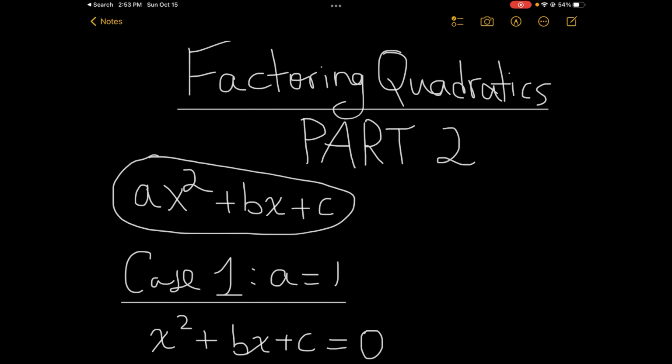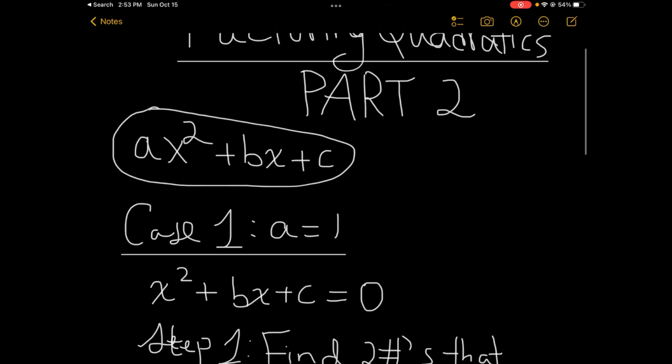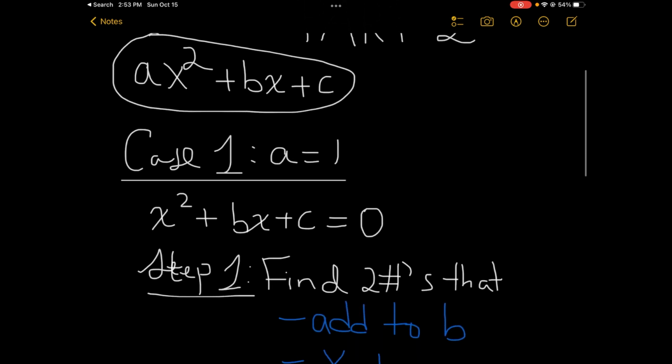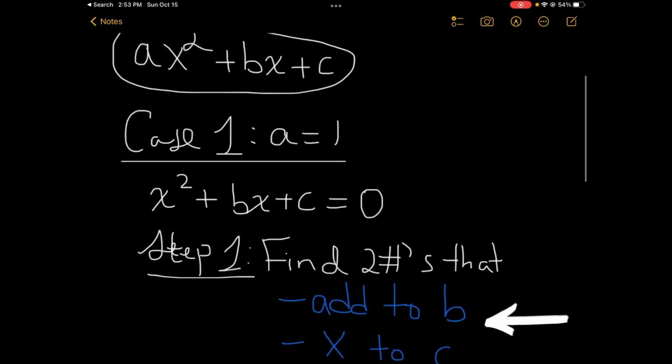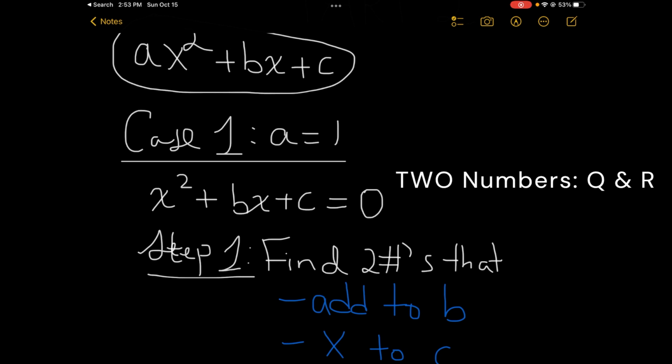When a is 1, the quadratic will look like x squared plus bx plus c is 0 when you're factoring to find solutions. And when it's like that, there are a few neat tricks you can use, and it's less complicated to factor quadratics like that. So let's look at how we can do that. So step 1, find two numbers that add to b and multiply to c, right? So we'll call those numbers q and r for future reference.